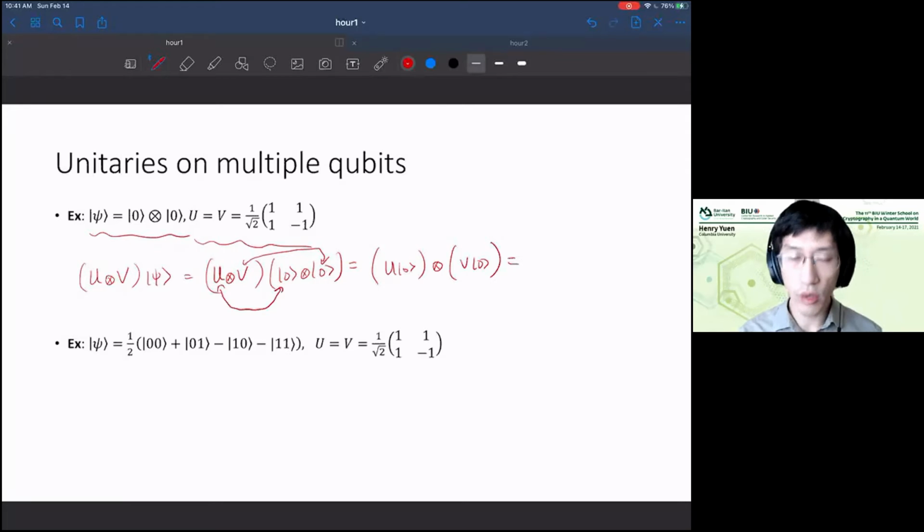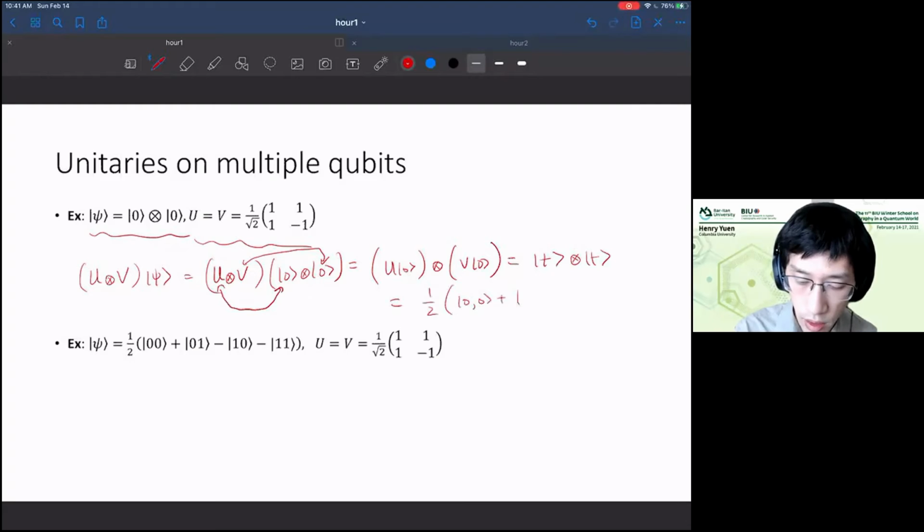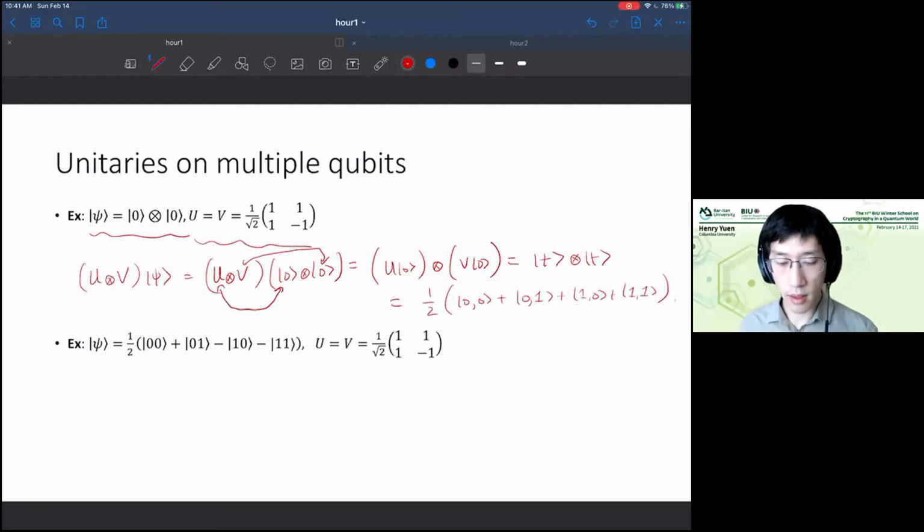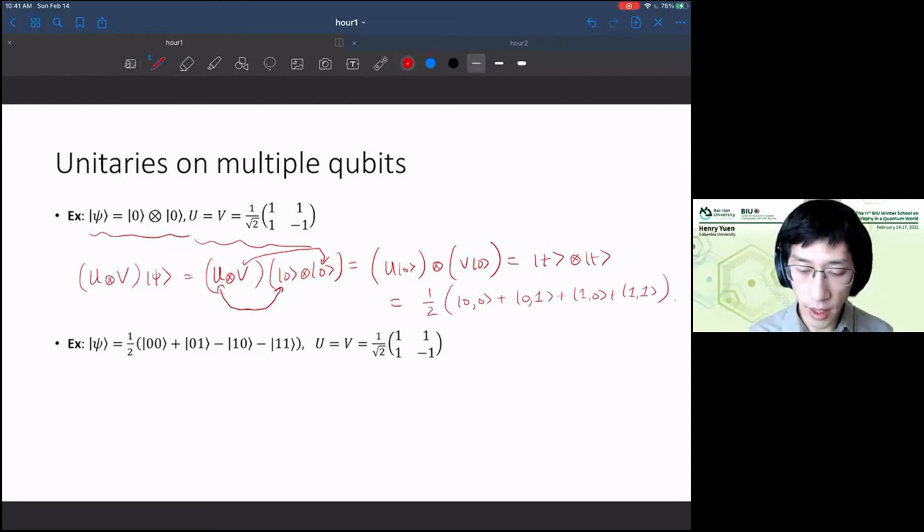And we know since U and V are this Hadamard matrix, and if you remember from what we saw before, this is just a plus state tensor the plus state. Right? And we can write this out in terms of the standard basis vectors. This is 1/2 (|0,0⟩ + |0,1⟩ + |1,0⟩ + |1,1⟩). So that's this particular example.